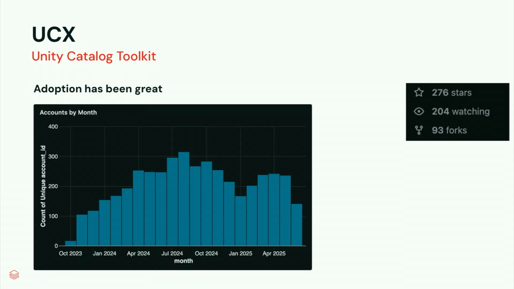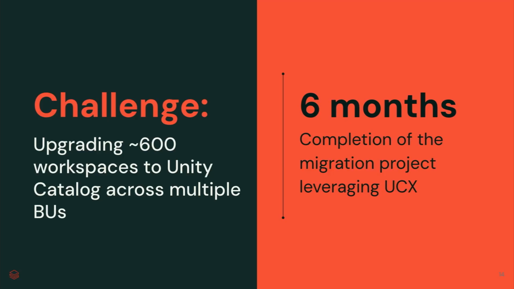You can see the adoptions across the customers. Right? We're talking a few hundreds of customers are using this to support their UC migration, and we're also getting quite a lot of stars on GitHub, etc. Everyone likes stars and forks. And I think giving one success story, right?